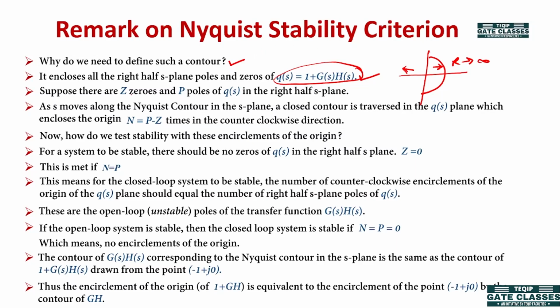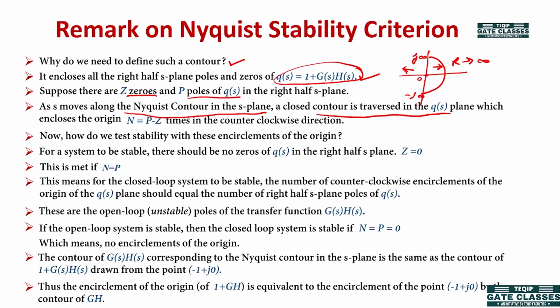So let's see. Suppose there are Z zeros and P poles of Q(S) in the right half of the S plane. As we move along the Nyquist contour in the S plane, a closed contour can be mapped into the Q(S) plane. As we have seen in the first slide, this is the S plane, with plus j infinity, minus j infinity, and the origin 0.